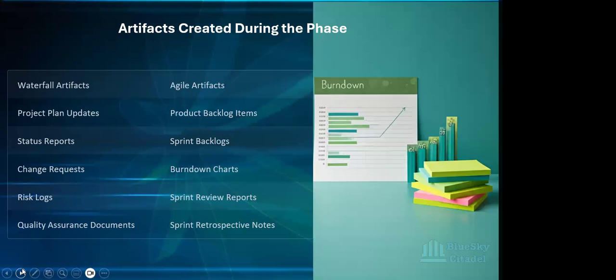When it comes to agile, one big important artifact is your product backlog item. What's interesting is that in waterfall, you might have all the requirements right at the beginning, whereas in agile your product backlog items are always updated. So things can be added, things can be taken away. So it's very flexible. But the backlog itself is a key artifact.